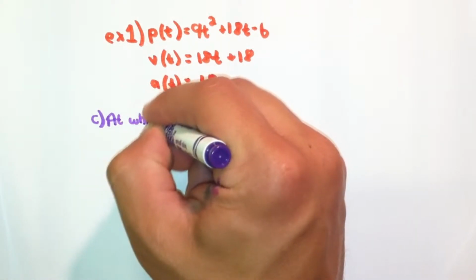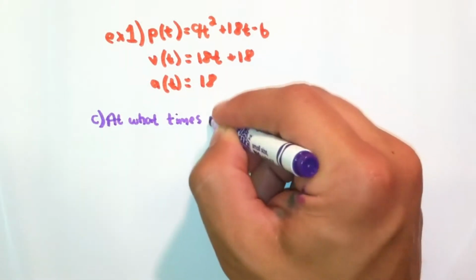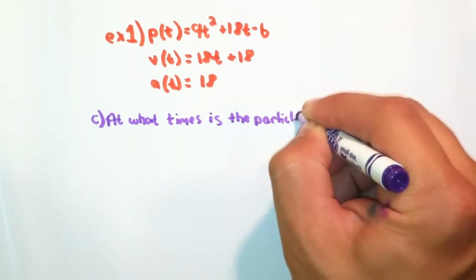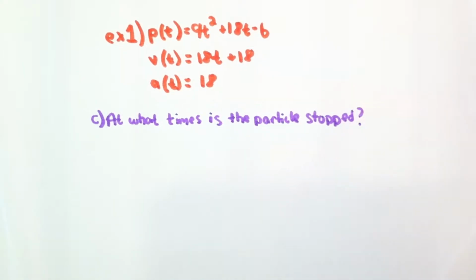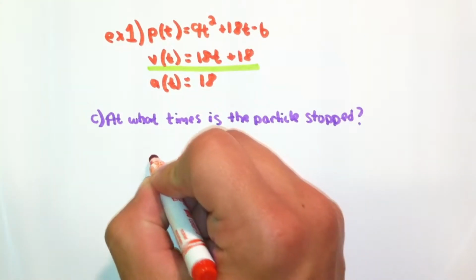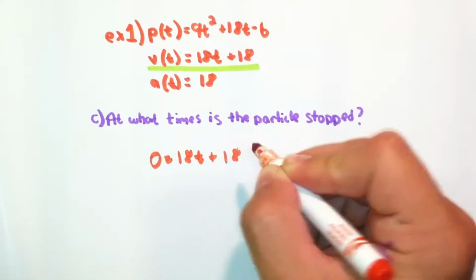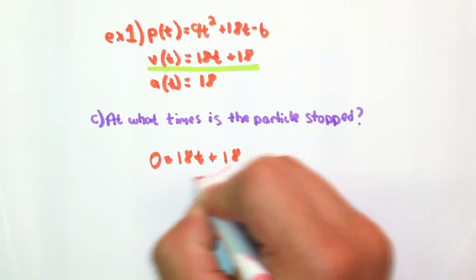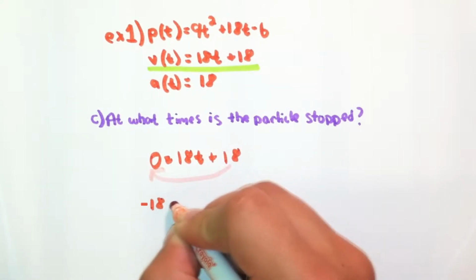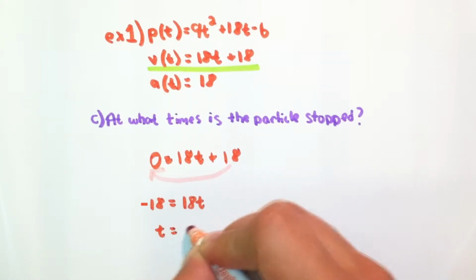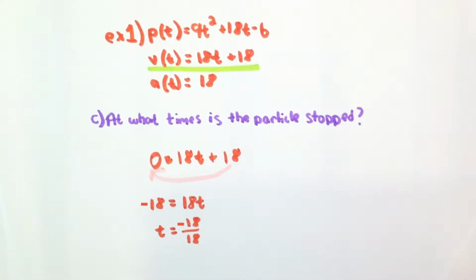Now part C asks us to find at what times the particle is stopped. For this we need to use the velocity equation. First you set the velocity equal to 0 and then you solve for t. All the values you get are the times that the particle has stopped. This -1 is either a min or a max.